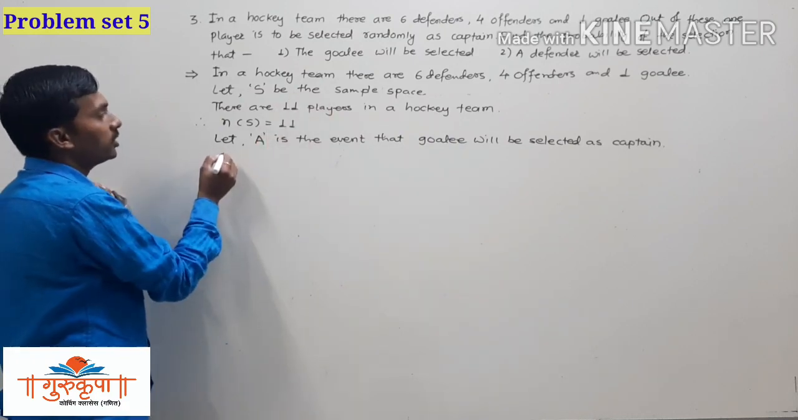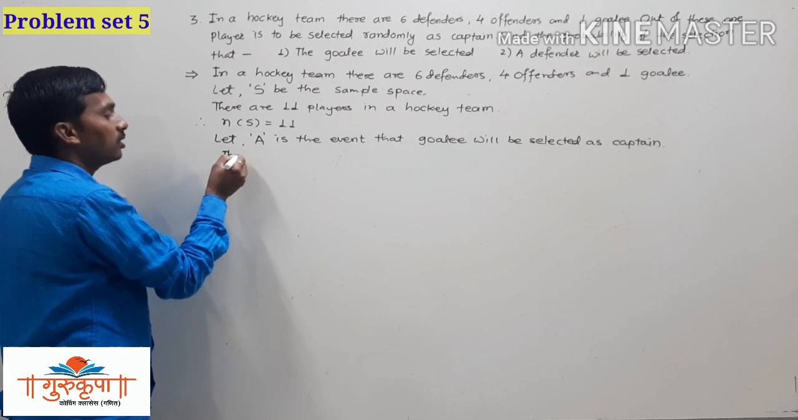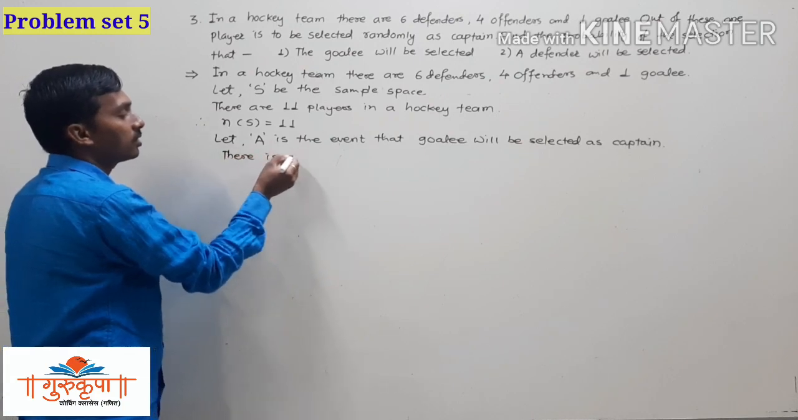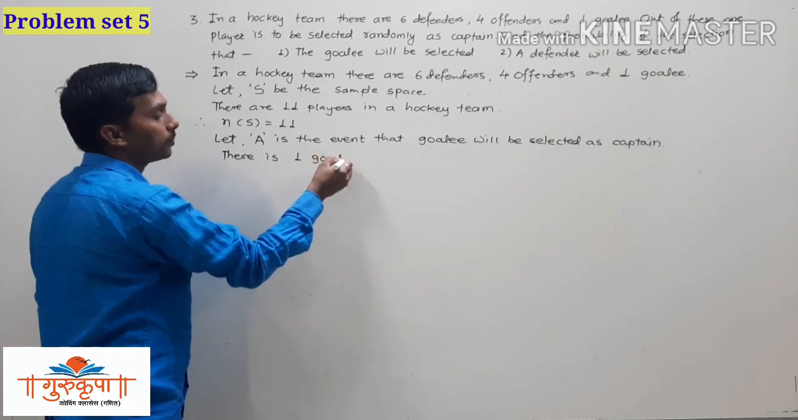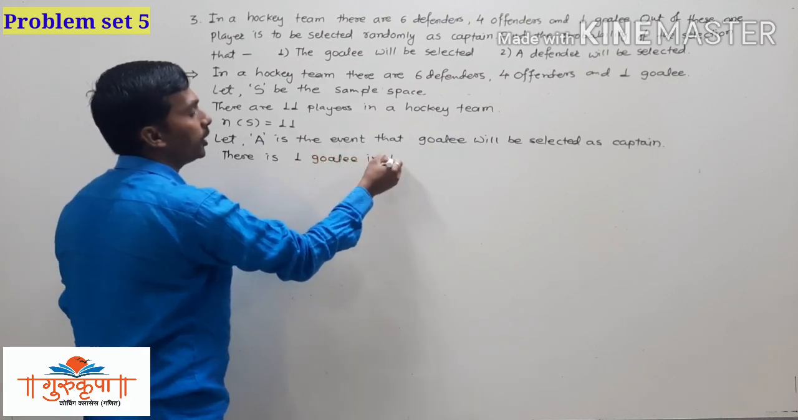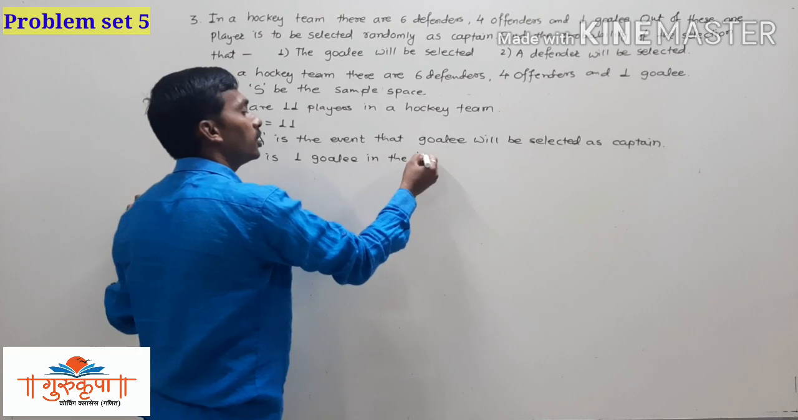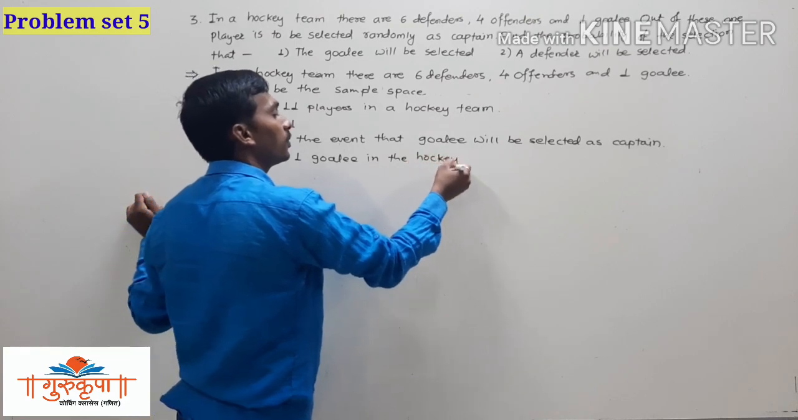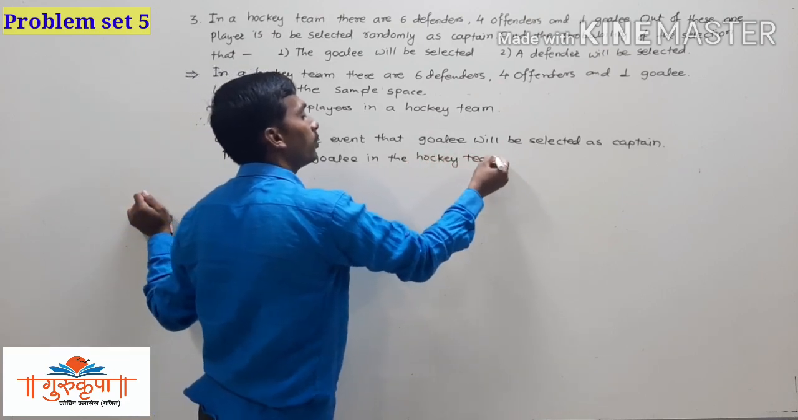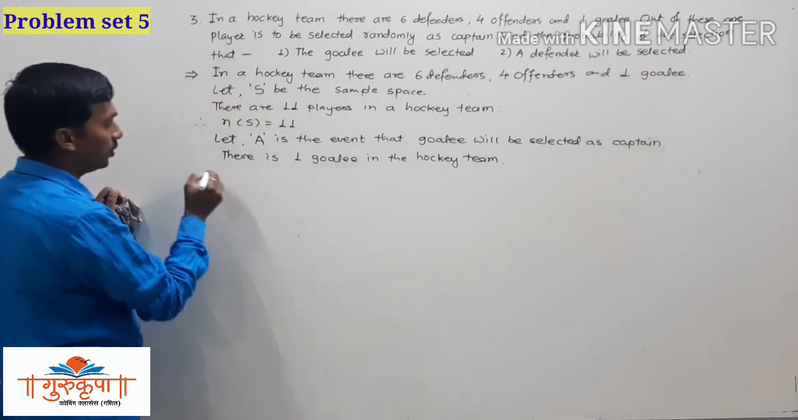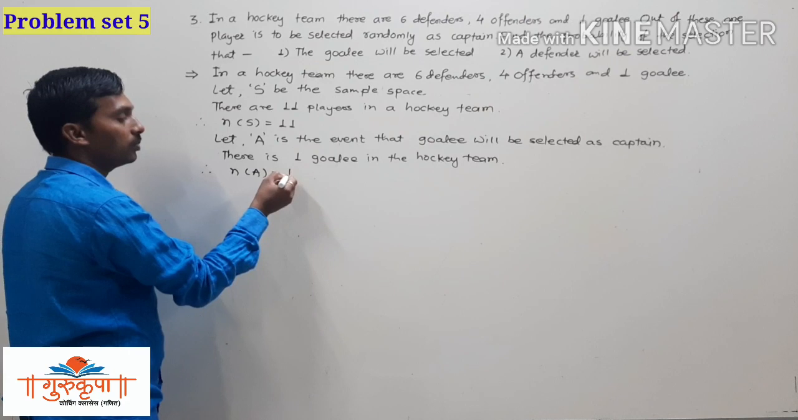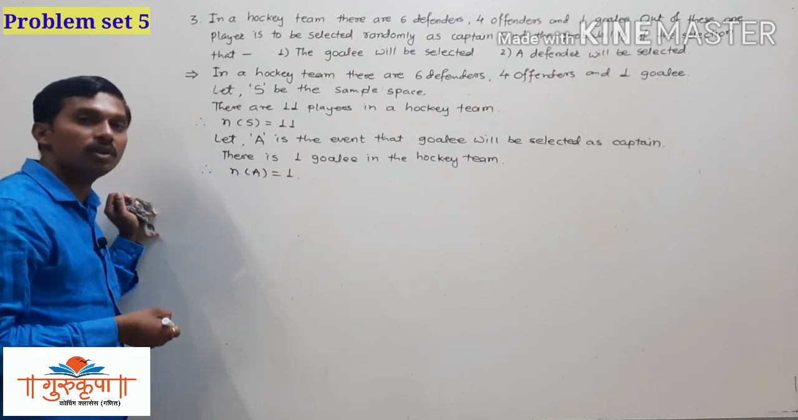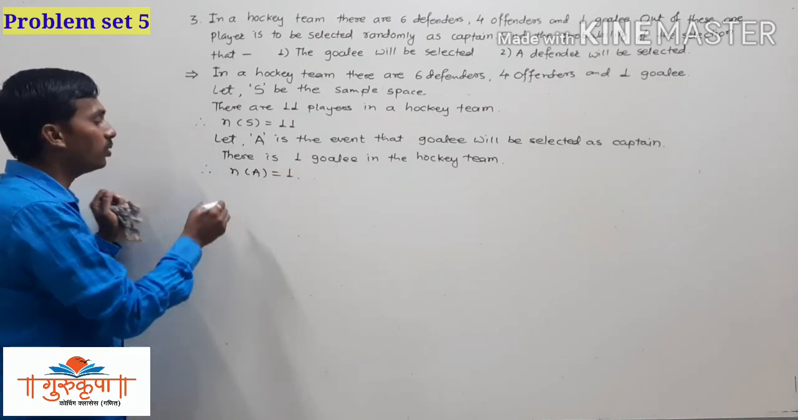So here we can write there is 1 goalie in the hockey team. So number of A is equal to 1. As there is only 1 goalkeeper, number of A is equal to 1.